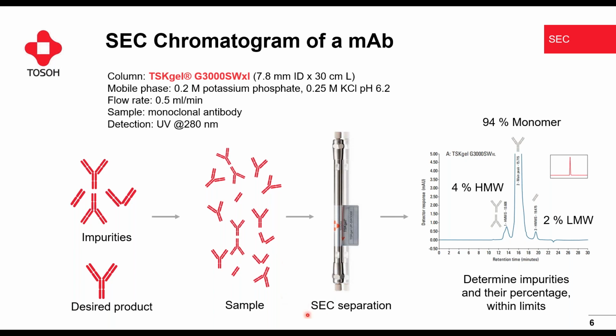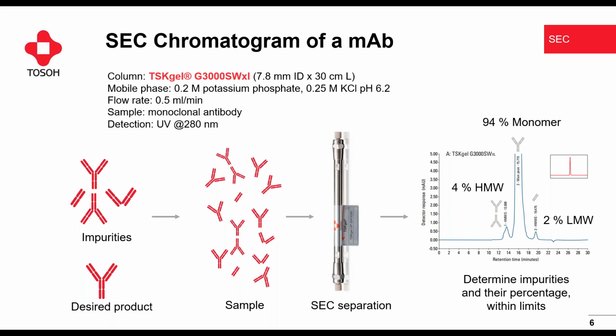So you take all your sample, and in this case, we're using an SEC column, TSK JLG 3000 SWXL. And we're using as buffers the potassium phosphate buffer and potassium chloride. And if you see here the diagram in the end, we are able to determine the impurities and even their amount in percent within the sample.